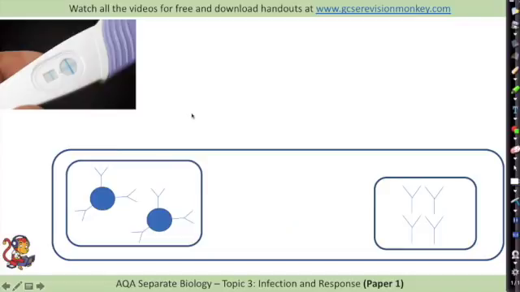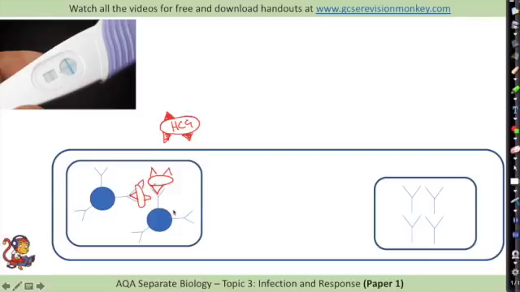The reason this happens is because the monoclonal antibodies stick to the particular protein that is found in the urine of pregnant women. So if you're not pregnant, you will not have this protein, which is called HCG, but if you are pregnant, this will be present in your urine. And what will happen when you urinate on this end of the stick, the HCG protein and its specific antigen will bind to the monoclonal antibodies that are stuck to these blue beads. So you will perhaps have one there and one there, for example.